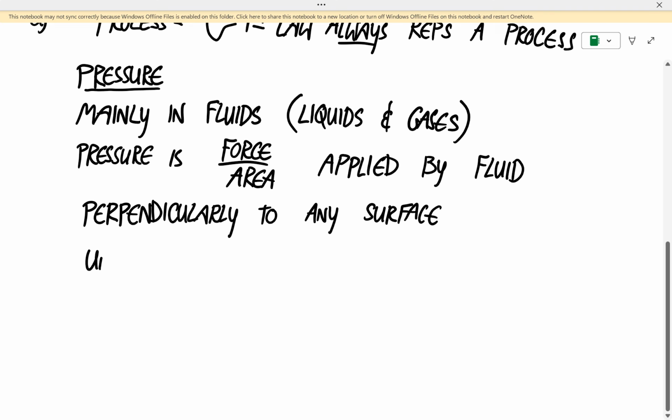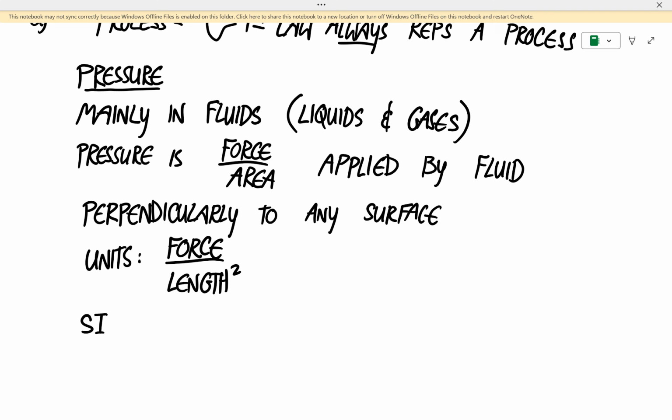The units are always units of force divided by units of length squared for area. And so the SI units for pressure are newtons per meter squared, and that is the name pascals. So the SI unit for pressure is pascals.